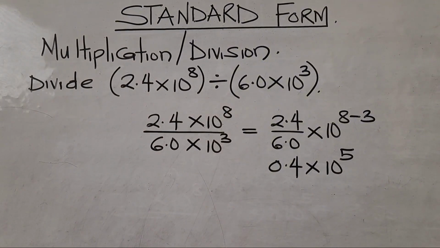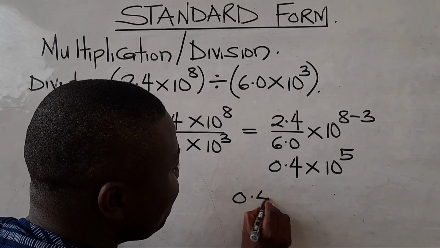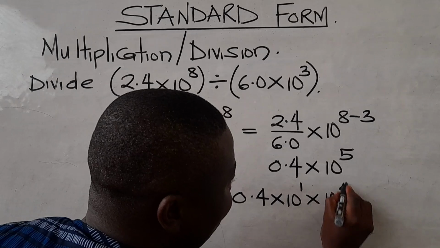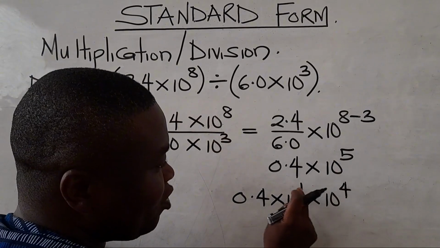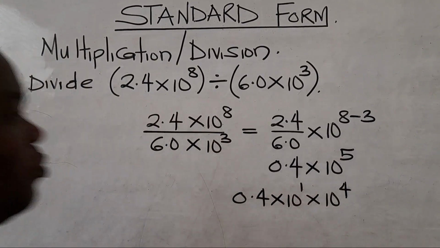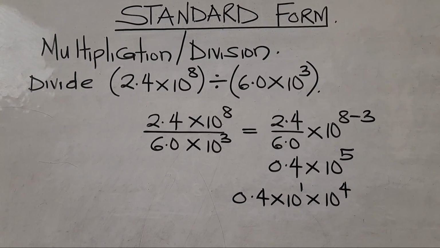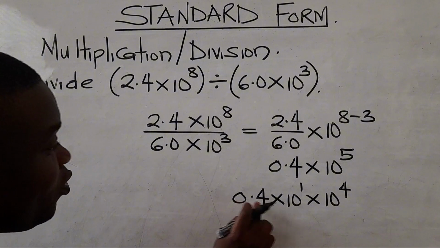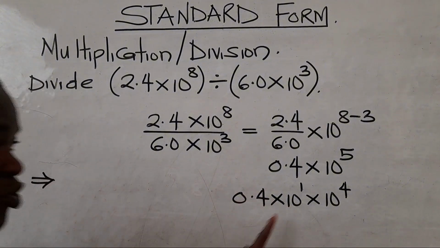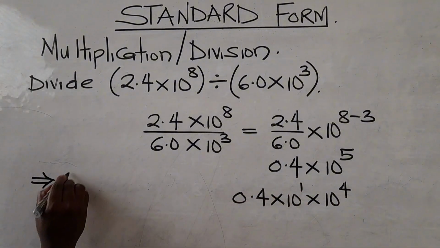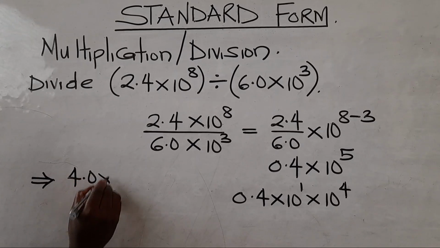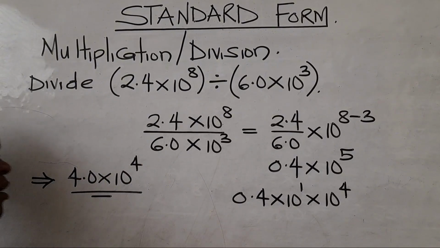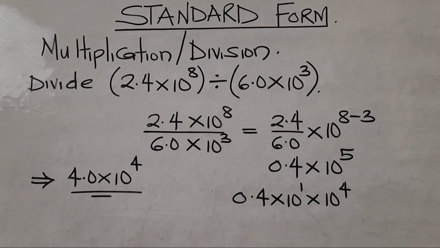Now let's let one out. So this is the same as 0.4 times 10 to the power 1 times 10 to the power 4. We just allowed one to come out because 1 plus 4 is 5. So we have the answer to be 0.4 times 10. Remember, 10 to the power 1 is 10. So this is 4.0 times 10 to the power 4. That is the answer.